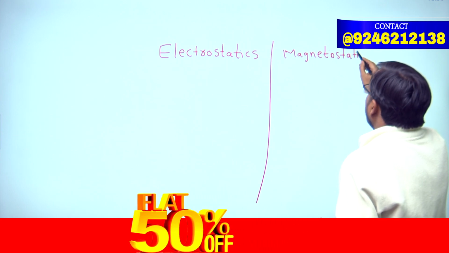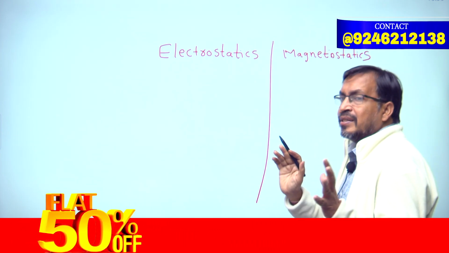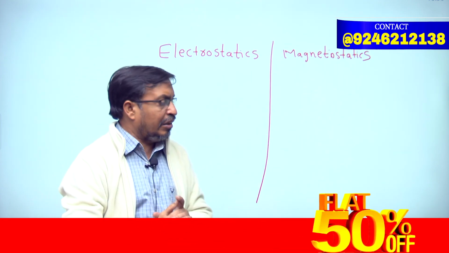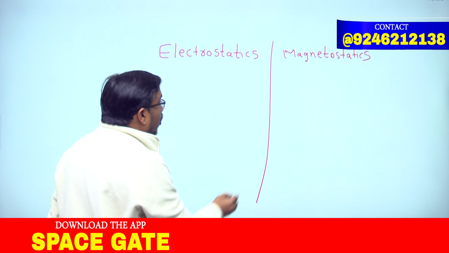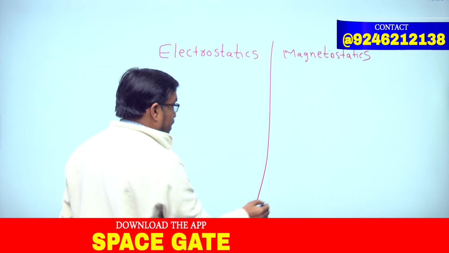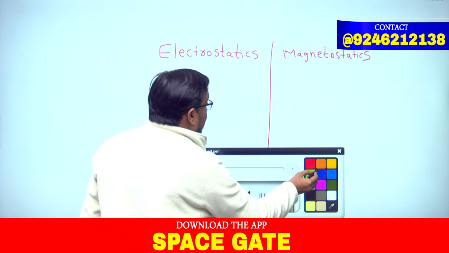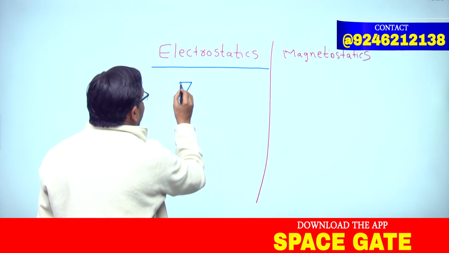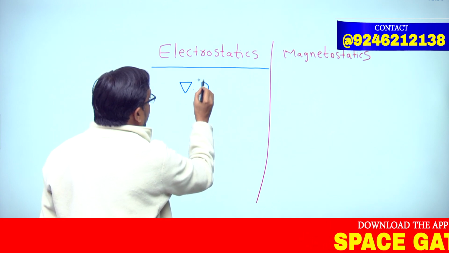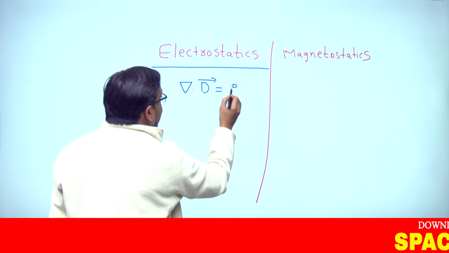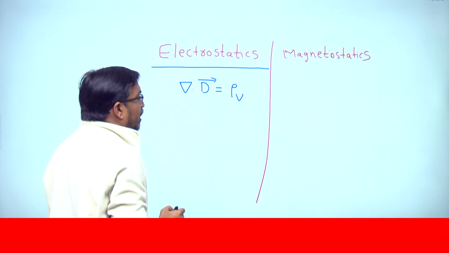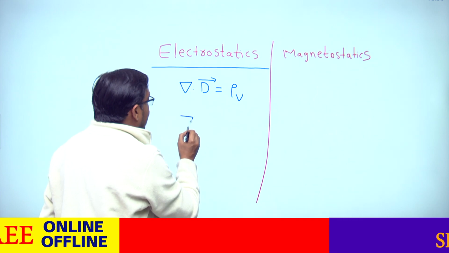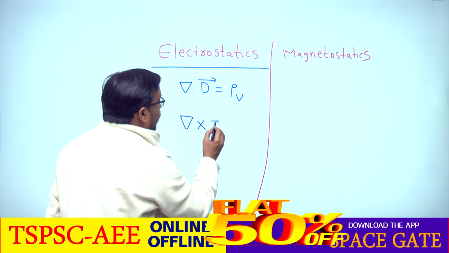So, here you must remember the 4 Maxwell's equations in differential form. What are the 4 Maxwell's equations? See here, the first Maxwell equation in electrostatics is del dot D, divergence of D equals rho V. This is from Gauss law, where D is electric flux density, rho V is volume charge density, and the second equation is curl E equals 0.